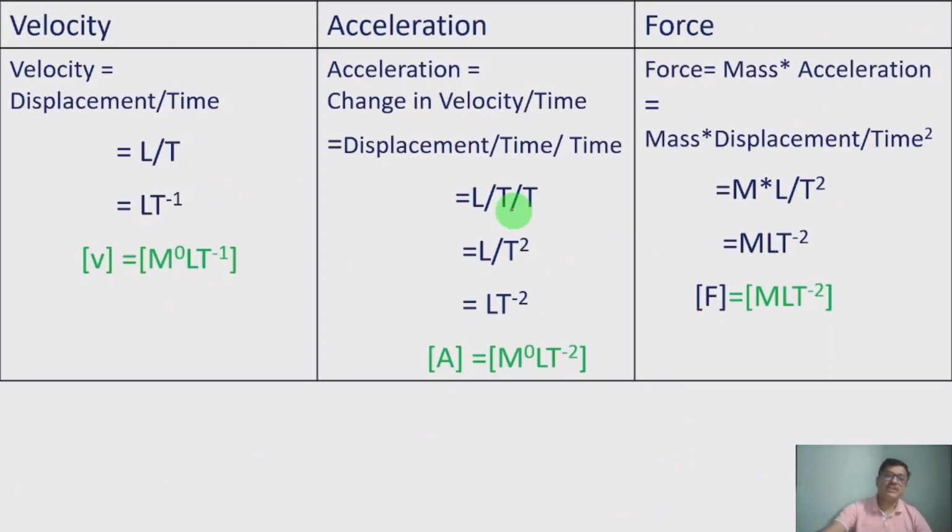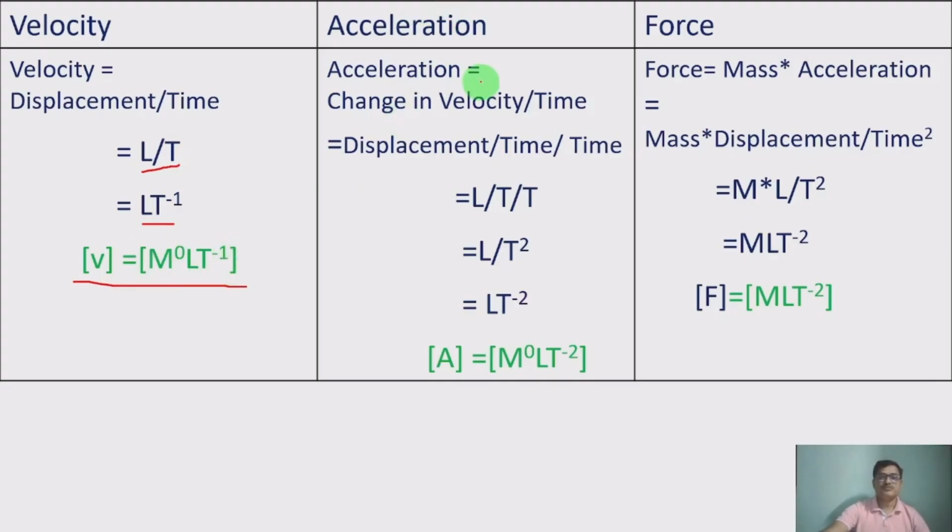Similarly, here we will see how we are going to establish the dimensional equations for the different quantities. The velocity, we have already explained. The velocity is equal to displacement per time, that is L by T, and that can be written as L T raised to minus 1. That equation can be written as V equal to, within the square bracket, M to the power 0, L to the power 1, T to the power minus 1.